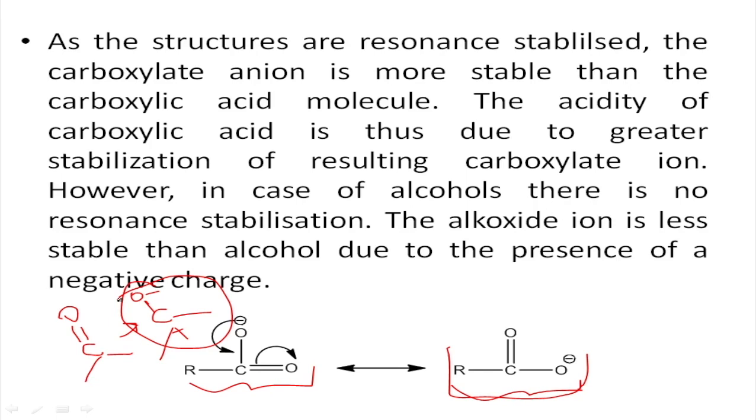Alkoxide ion is always less stable because there is no resonance in alkoxide. Alkoxide comes from alcohol by losing a hydrogen. So because of no resonance, alkoxide ion is less stable than alcohol due to the presence of negative charge. This carboxylate ion is more stable than this one. Why? Because this can undergo resonance.